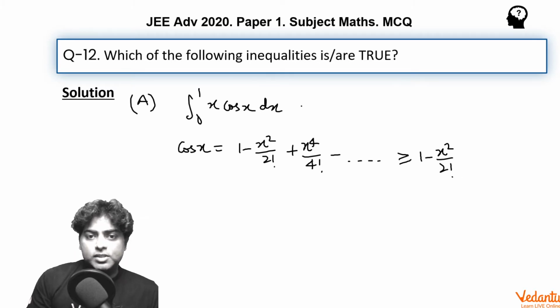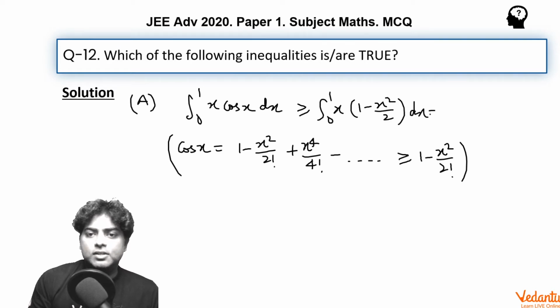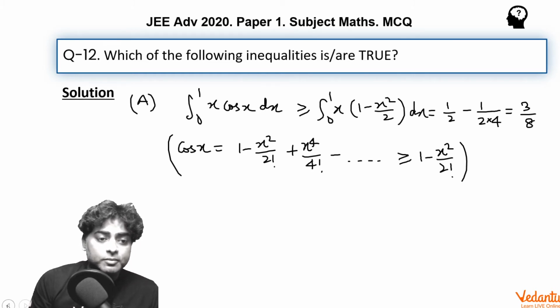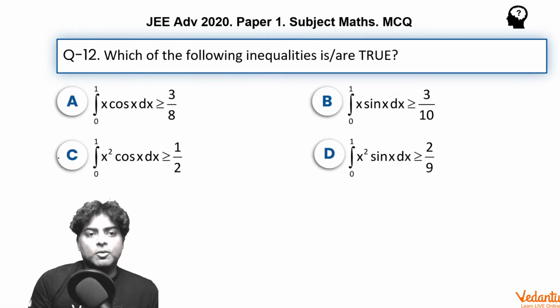If you use it here, we'll get integral 0 to 1 of x into 1 minus x square by 2 dx, which we can easily integrate. x integrates to x square by 2, x cube integrates to x raised to power 4 by 4. So you will get 1 by 2 minus 1 by 2 into 4, so it is 1 by 2 minus 1 by 8, that is 4 minus 1, 3 by 8. So finally, integral 0 to 1 of x cos x dx is greater than or equal to 3 by 8, which is the same as option A. So option A is correct.